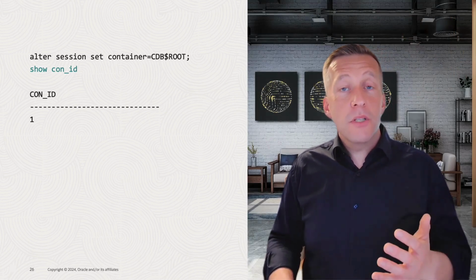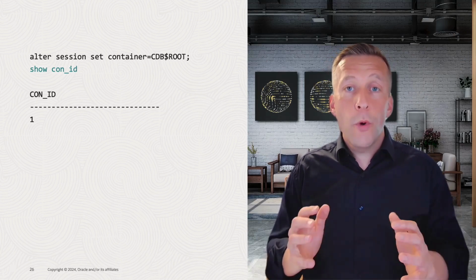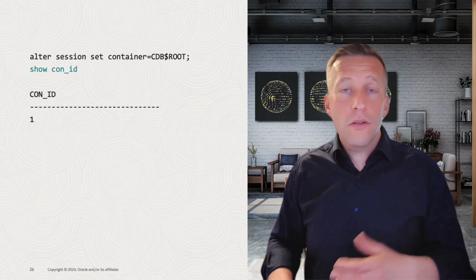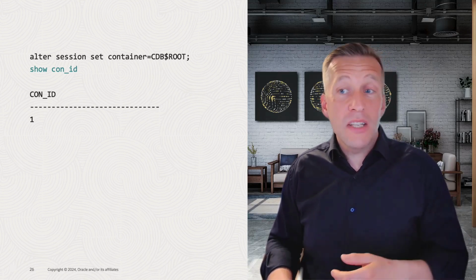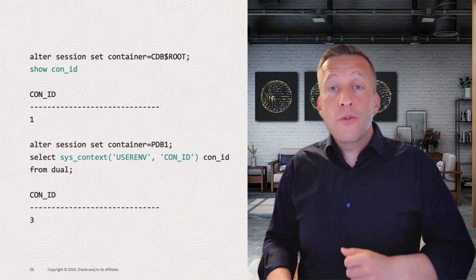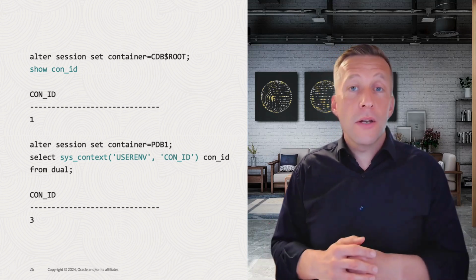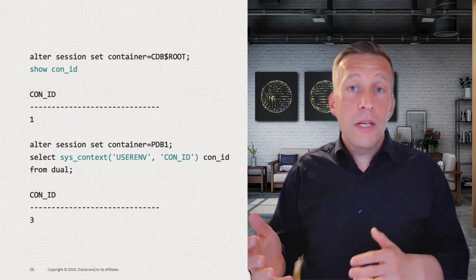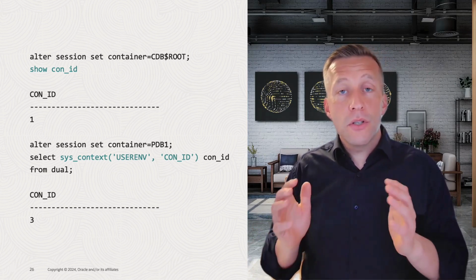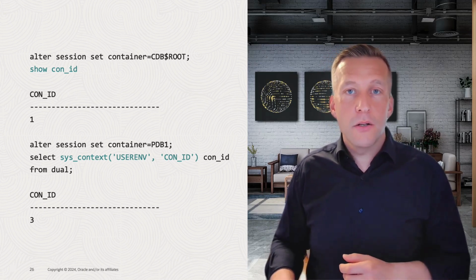If you connect with SQLcl or SQL*Plus, you can use the SHOW CON_ID command to see which container I am currently connected to. In this case, it shows 1, so we're in CDB$ROOT. We can also see that from the ALTER SESSION command. If we then move into a different container, there is another function that we can use to return the CON_ID. If you're connecting through ODP.NET or JDBC, you don't have the SHOW CON_ID command, but you can use the SYS_CONTEXT function to also get the CON_ID that you are connected to.